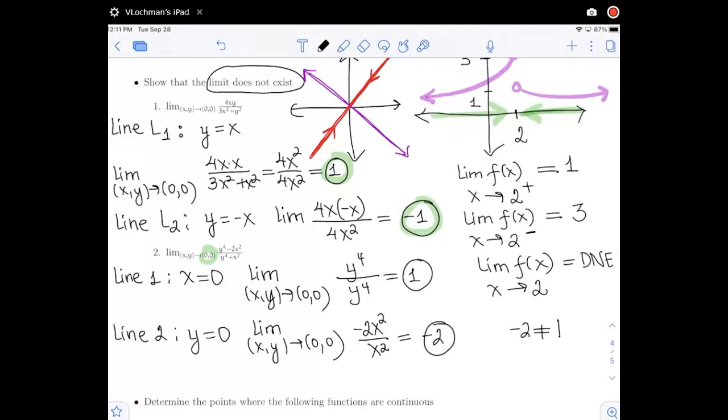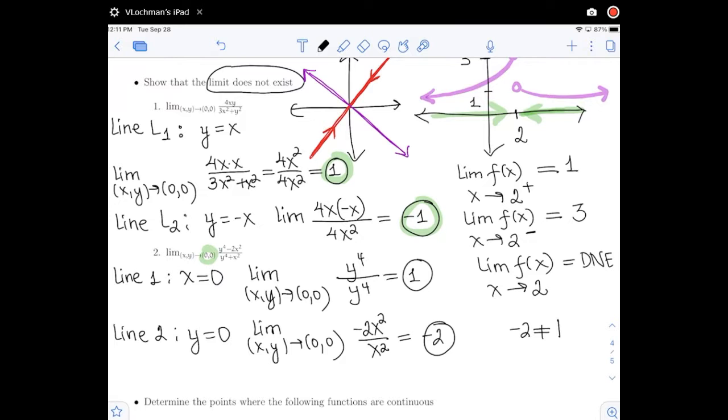Now let me give you an example. Let's say you come up with two lines and these two lines produce the same limit. We cannot conclude that the limit exists. You can have 55 lines that produce the same limit, and all it takes is one other line that gives you a different limit. So that's why it's kind of difficult to show that the limit exists. It's a lot easier to show that the limit does not exist. You just go through your lines and see which two produce different values.